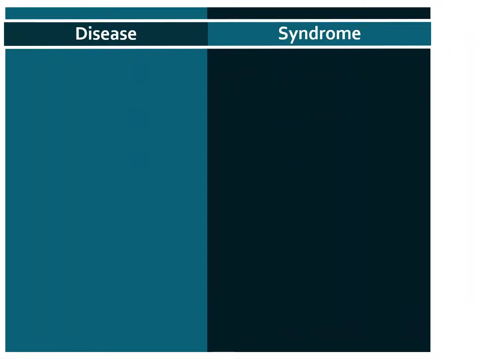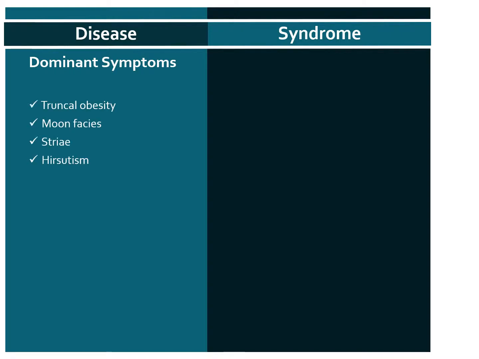So let's look a little further at what the difference is. What do we see? Okay, so the dominant symptoms in Cushing's disease, as we talked about earlier, are truncal obesity, the moon facies, the striae, and then there's also something called hirsutism. Hirsutism is just a really fancy medical word for abnormally large amounts of facial hair. So women with abnormally large amounts of facial hair, that is called hirsutism. And so these are the dominant symptoms that you see.